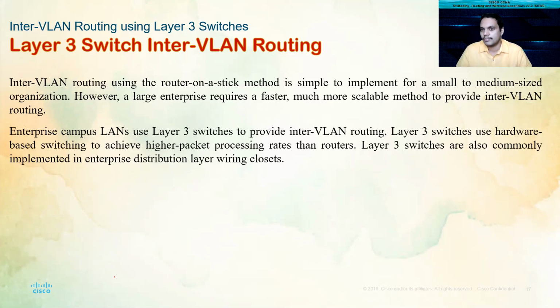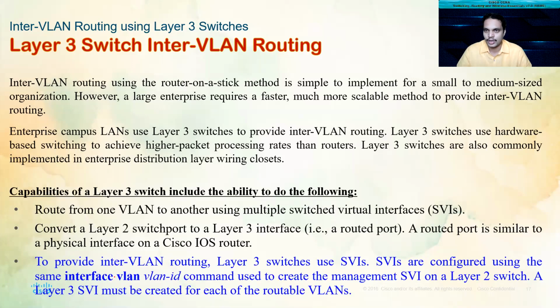A layer 3 switch uses hardware-based switching to achieve higher packet processing rates than routers. That is the reason I say it is very fast, even when you compare it with a router on a stick configuration. They are commonly implemented in enterprise distribution layer wiring closets. Now, what are the capabilities of a layer 3 switch? It routes from one VLAN to another using multiple SVIs. As I said, we will create one SVI for every VLAN that it supports, and it can route between these VLANs using these SVIs only.